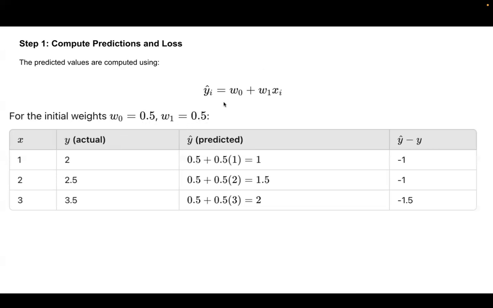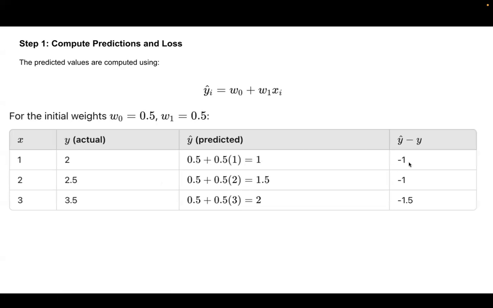The predicted value, because we are using this formula, is 0.5, that is the bias, plus the weight times the actual value of x. For the next one the value of x is 2, and in this case the value of x is 3. So using this formula, the model predicted that the value of y will be 1, 1.5, and 2. What should be the actual values? 2, 2.5, and 3.5.